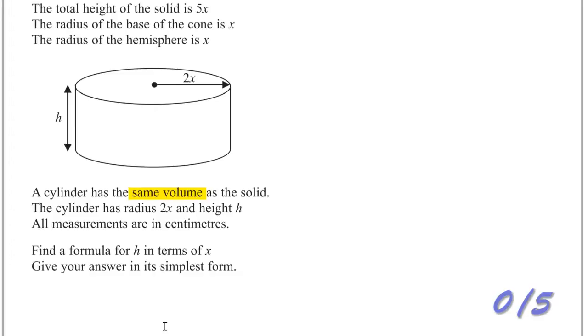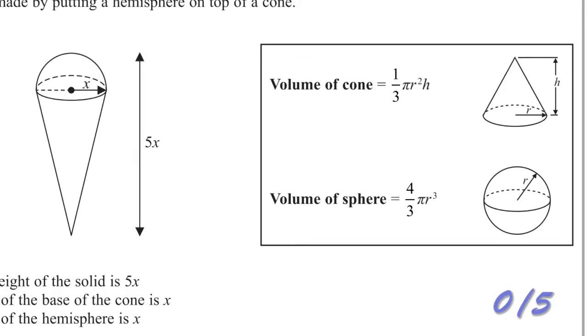So as soon as you see something like that saying it's got the same volume, same surface area, something like that, you know that you can make an algebraic equation because they're the same. So you can just find the volume of one of them and then make it equal to the volume of the other. We'll kick it off by finding the volume of this shape, the solid. Now we've got a hemisphere, so we're going to use the volume of the sphere, and we're going to use the volume of the cone to find this. So let's have a look at it.